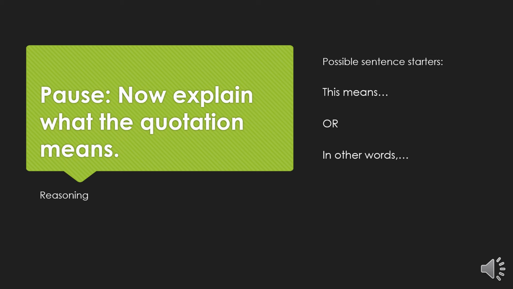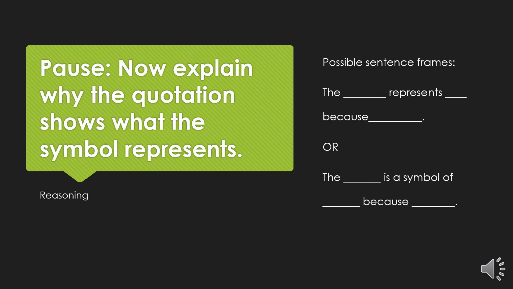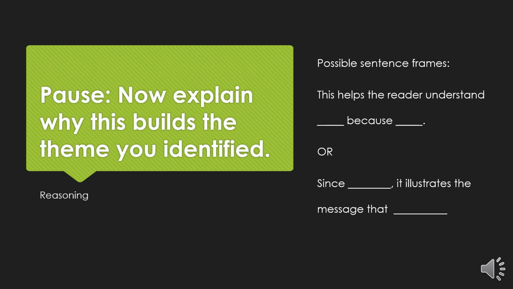Again, we pause and explain what the quotation actually means. You have this in your notes. Again, the next step is to explain why the quotation shows what the symbol represents. Then, we explain why this builds the theme you identified.